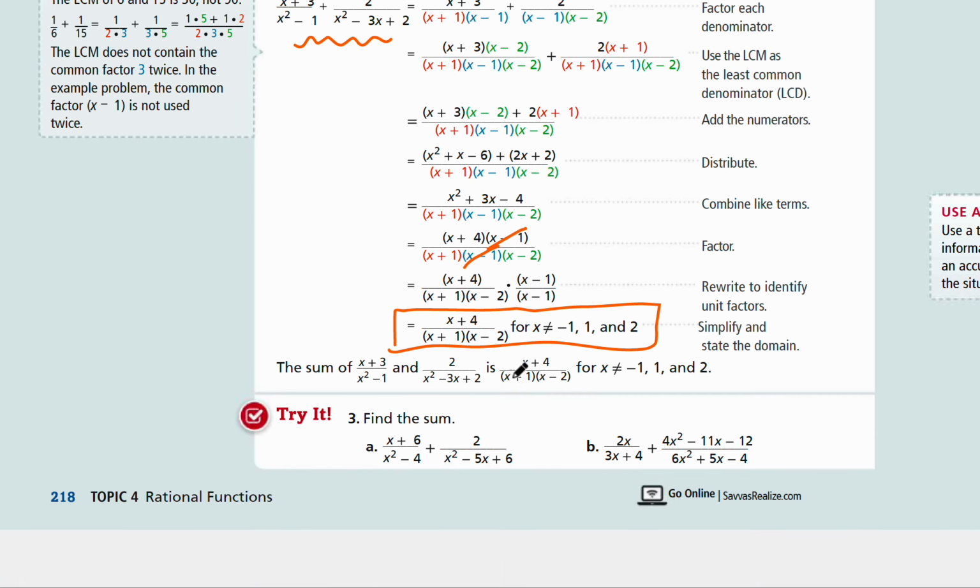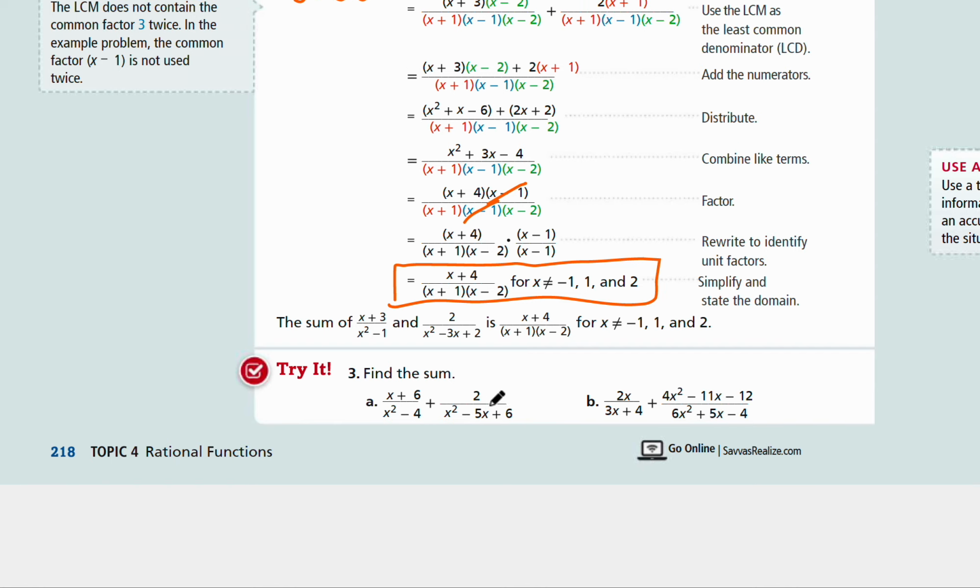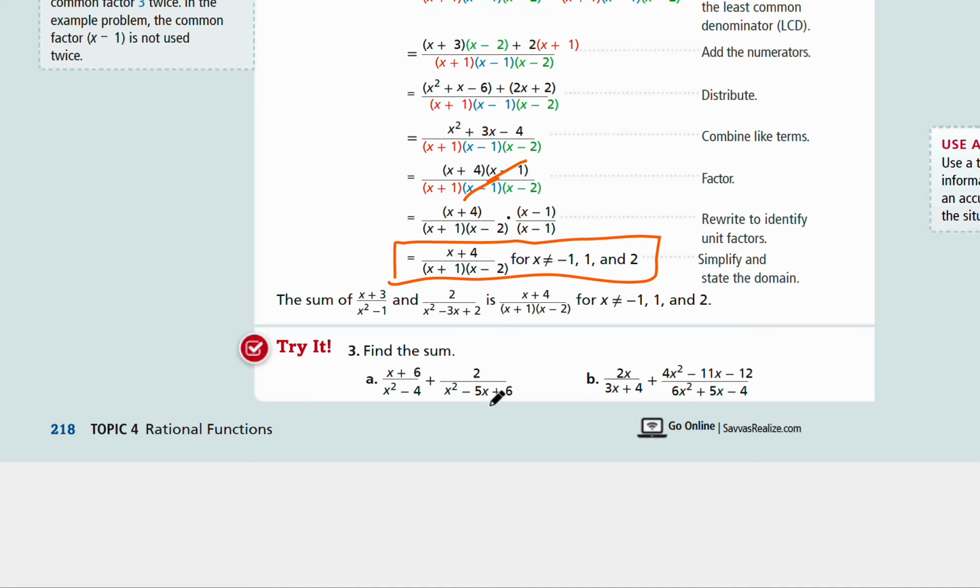Let's look at number 3a. Try number 3a and b. See if you can solve this by yourself. Pause the video and come back when you're ready for answers.